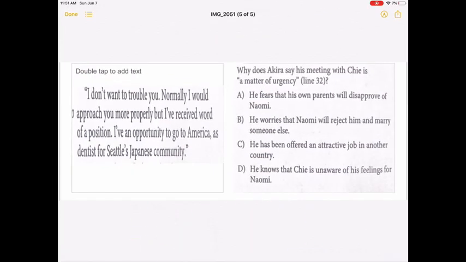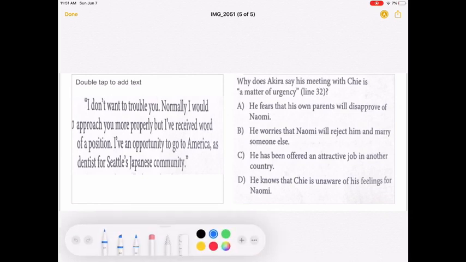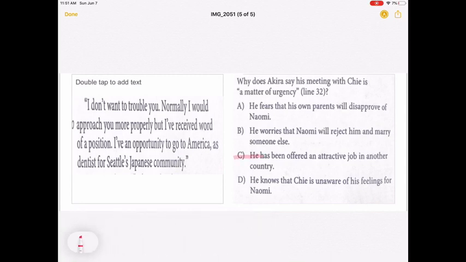Let's look at this question. Why does Akira say his meeting with Chi is a matter of urgency? Now, in the first question, I'm not going to solve it. I'm actually going to provide you with the answer and the explanation, and then we can solve together in the upcoming questions. So the answer in this question is C. He was offered an attractive job in another country. Why is that the correct answer? Well, because like we said, the SAT exam makers like to actually make the answer the same as the quote or what was provided between citations, but in other words.